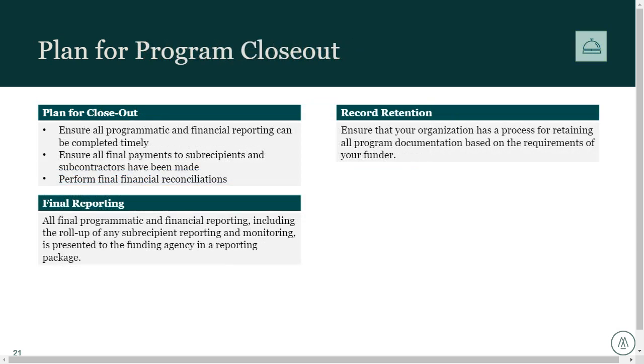So how do you plan for program closeout? You've done lots and lots of things throughout the program period. So you just need to make sure that you are completing the reporting timely, that you ensure all final payments and subrecipient agreements have been made and closed out, perform your final reconciliation, so making sure that you know where your funds went, that it ties to the award, that you didn't lose track of some funding somewhere, and that you have a process in place for retaining all programmatic and financial documentation.